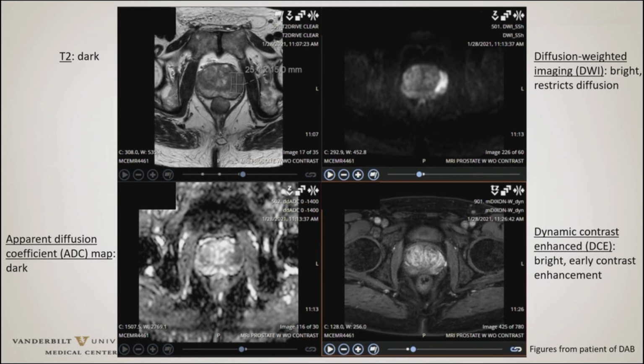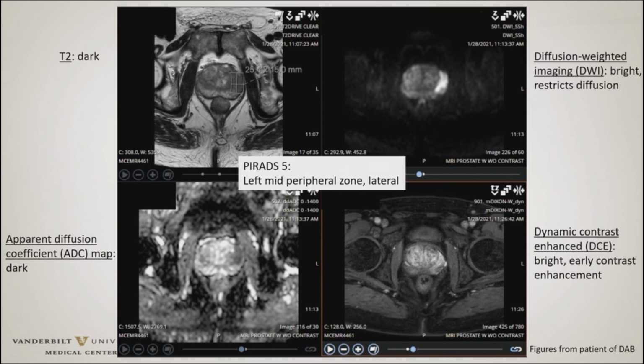On the T2, it's dark. It doesn't project too well in this bright room, but dark on T2, bright on diffusion weighted, and again dark shadow on the ADC map. And finally, maybe the least important of these is the early enhancement on the dynamic contrast enhanced. This is then a PI-RADS 5 because it meets all those criteria and it is above a certain size. But I do think it's important: radiology is quite variable, particularly if you're going to be doing cognitive fusion biopsies. They don't always mark the area well.